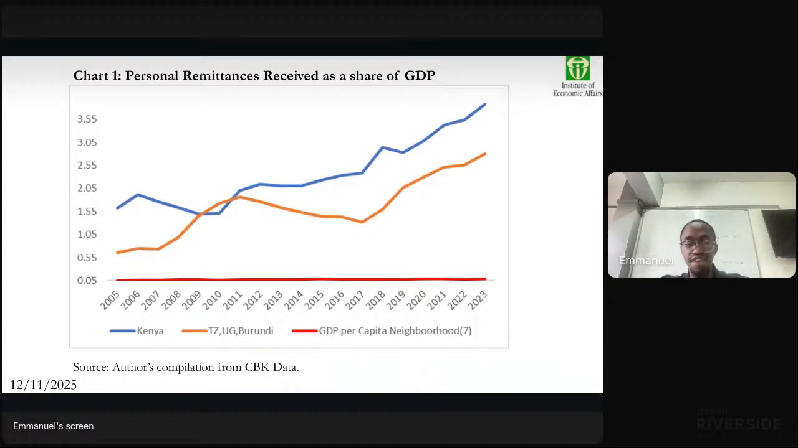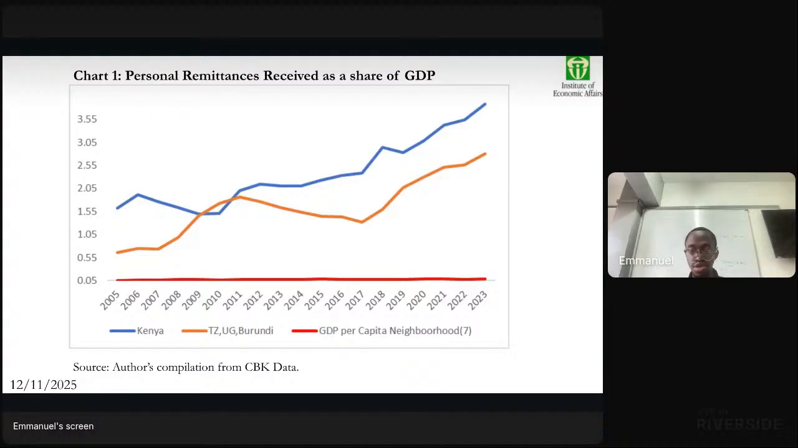But let's have a look at this data here. Now, this chart is called personal remittances received as a share of GDP. And what is it demonstrating? This chart is showing us the evolution of personal remittances received as a share of GDP between the years 2005 and 2023. What is this chart saying? You have a blue line that is Kenya, an orange line that is Tanzania, Uganda, Burundi, and a red line for GDP per capita neighborhood, 7 countries.